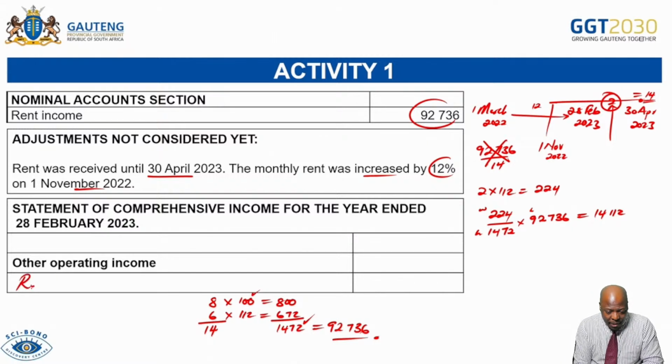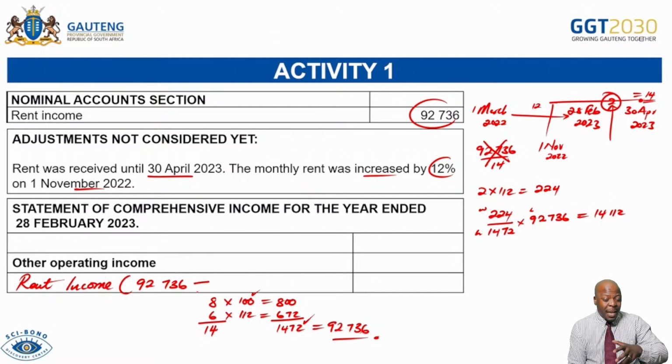So I'm going to come here and say rent income. I open my bracket and say 92,736. Then I subtract, because once I receive in advance, I can't record for 14 months. I must record only for this financial period, 12 months. So I must take the 2 months out, and those 2 months are 14,112. Then I close my bracket, and it will leave me with 78,624. That becomes my rent income.